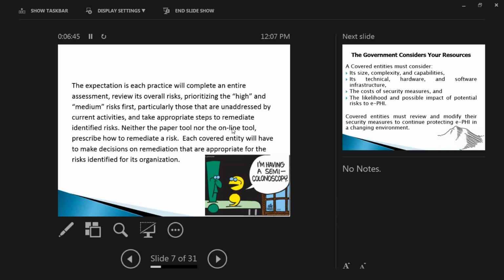Now, neither the paper tool we're going to look at, nor the online tool that the government gives you, is going to tell you how to specifically remediate risks. It's going to give you tips and advice and certain recommendations, but it's not going to specifically tell you how you can be risk-free, because really no entity is going to be risk-free here.